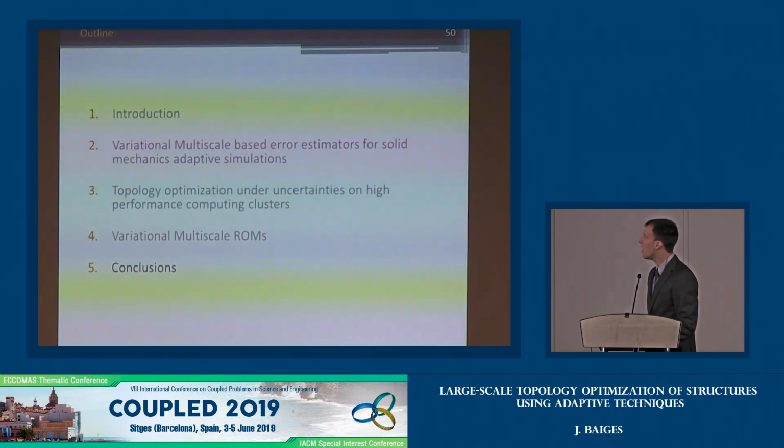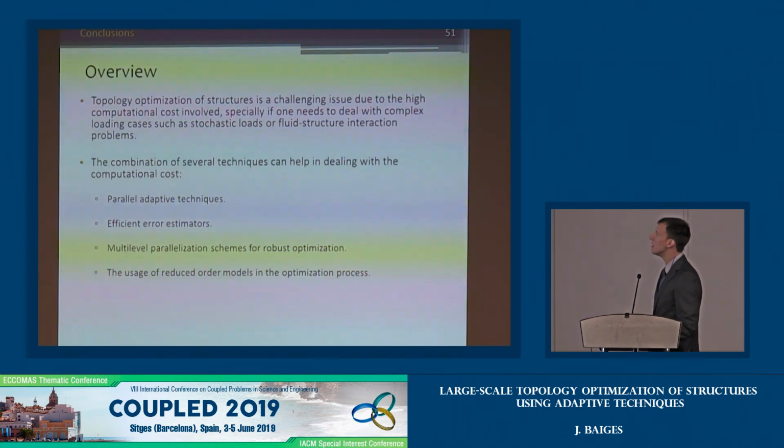Okay? So in order to conclude my talk, let me just say that topology optimization of structures is a challenging matter, especially if we are trying to deal with complex loading cases such as stochastic loads or fluid structure interaction. But then we can deal with it with the combination of several techniques which can help alleviate these problems, which are the usage of parallel adaptive techniques, efficient error estimators, multi-level parallelization schemes for robust optimization, and the usage of reduced order models in the fluid structure interaction during the optimization process.